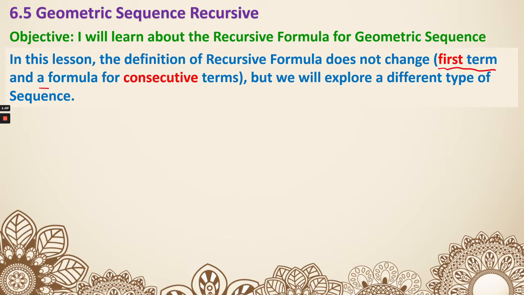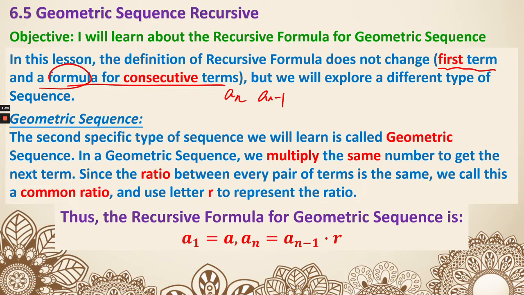The first term and a formula that connects consecutive terms, which means a sub n and a sub n minus 1. These are the two consecutive terms that we typically use in a sequence formula. But we will explore a different type of sequence, and that is called geometric sequence. The second specific type of sequence we will learn is called a geometric sequence.